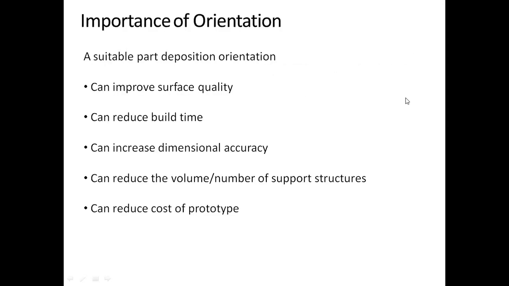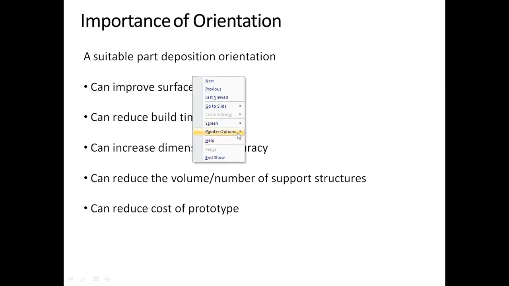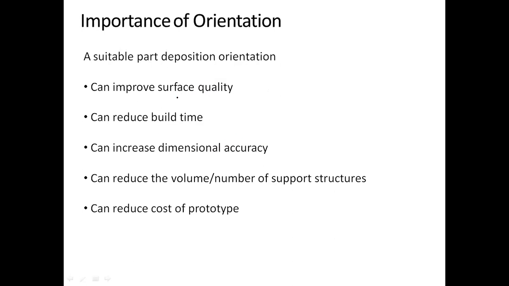So what is the importance of orientation? Why do we give so much preference to orientation? Because orientation plays a very significant role during the part fabrication stage. If you have a cylinder like this and you want to fabricate it, you need to orient the cylinder in a particular way so that it helps you get the fabrication done.